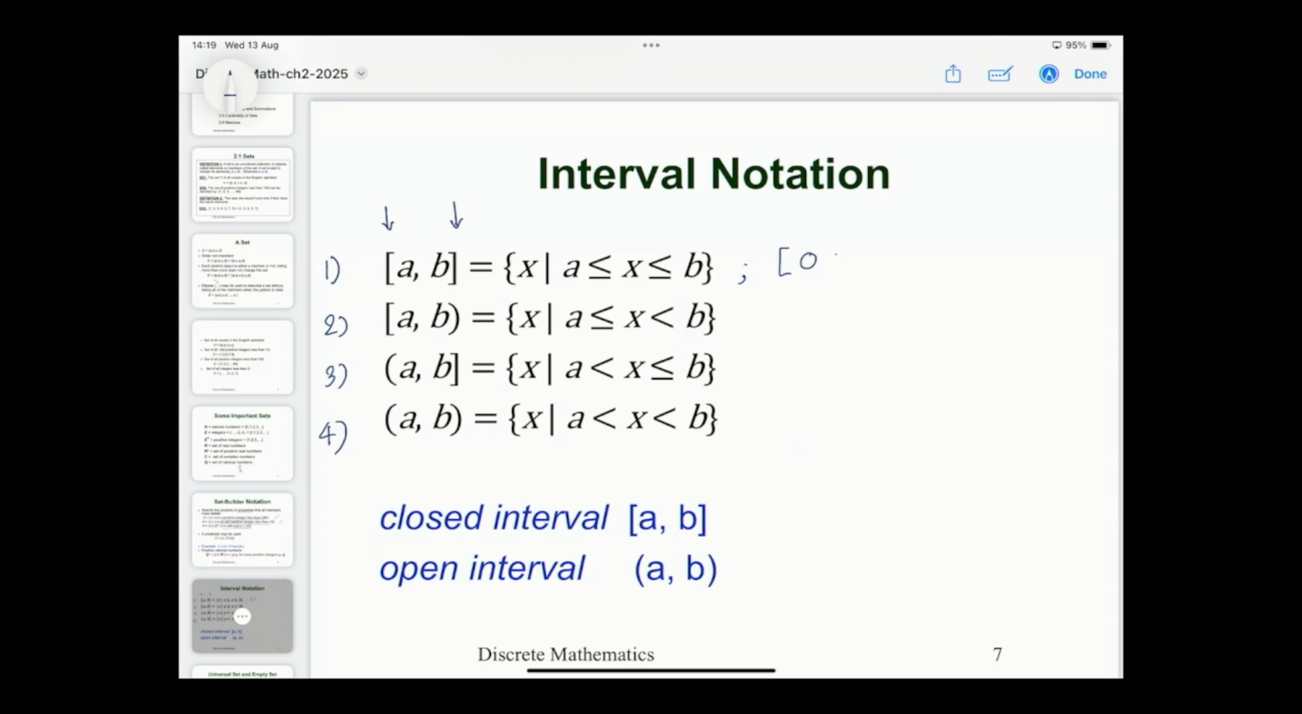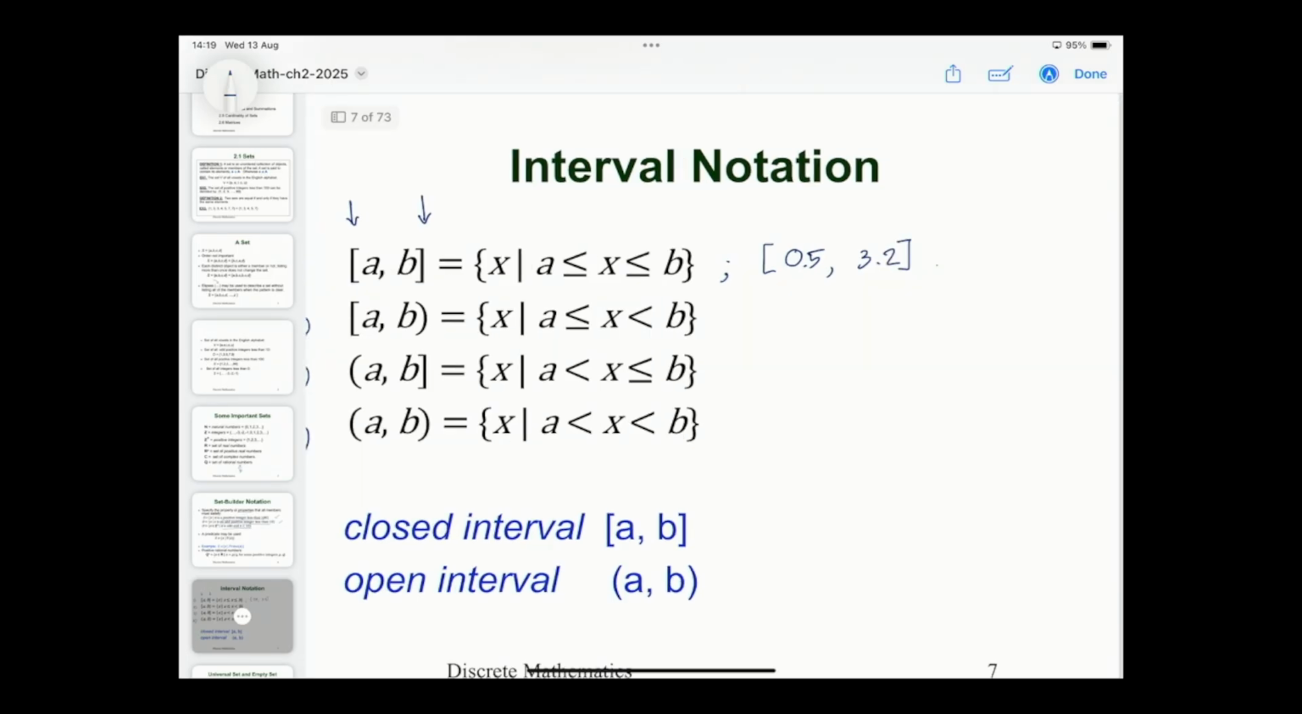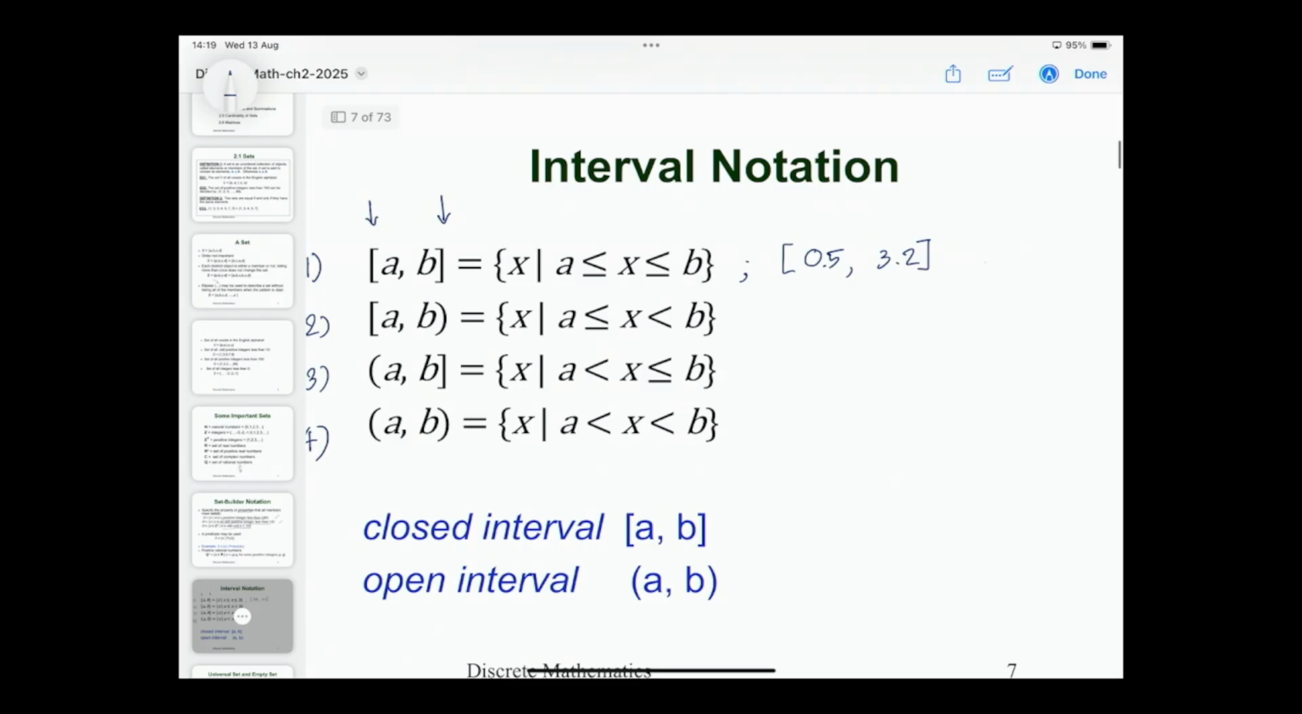Let's say 0.5 to 3.2. So that means x, where x is greater than or equal to 0.5 and less than or equal to 3.2.